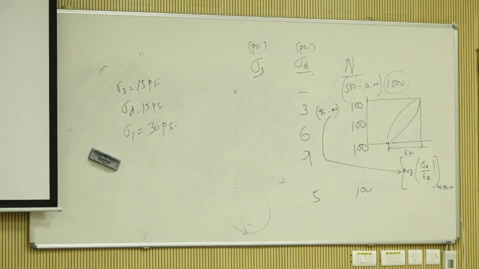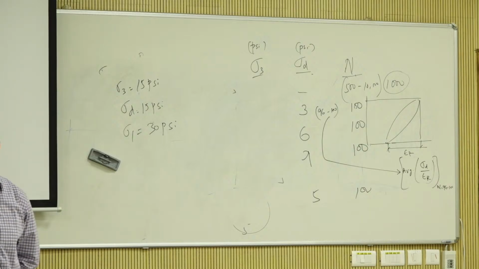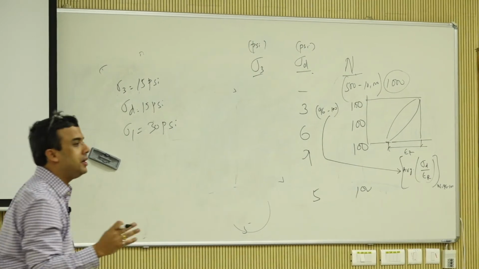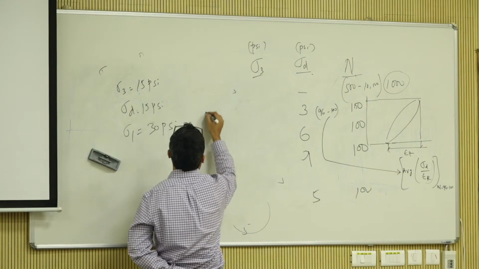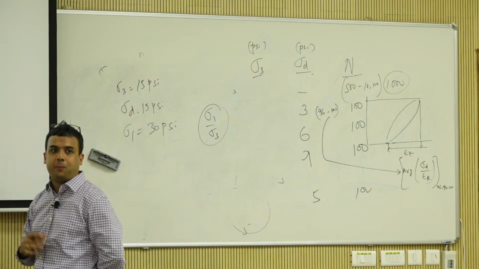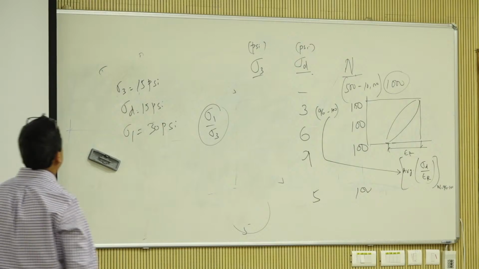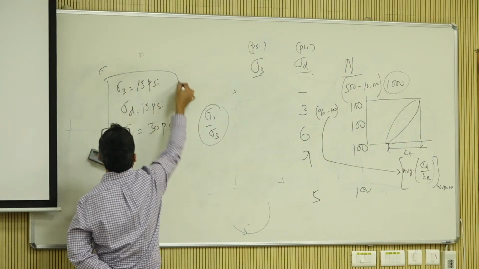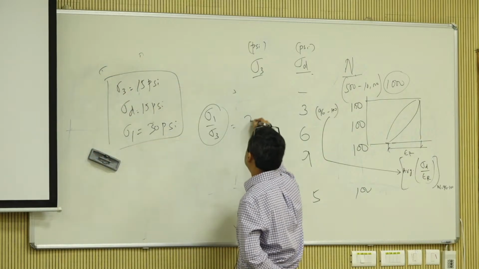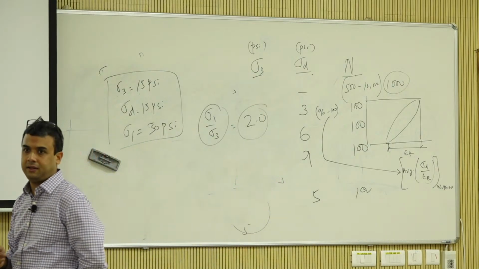So let's define a very crude term. It's called torture index. Okay, how much are you torturing the sample? And torture index is defined by sigma 1 over sigma 3. How much confining you are applying versus how much large vertical stress you are applying, right? So in this case, in the traditional conditioning, it is 2, right? 30 divided by 15. Yes?